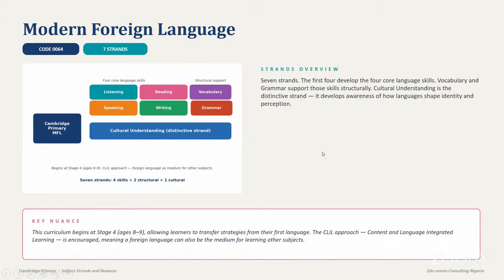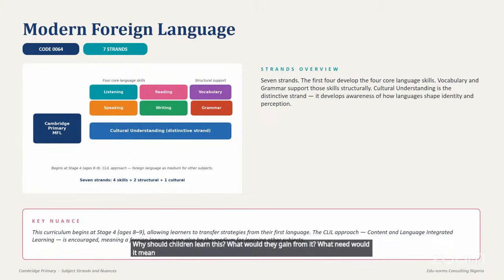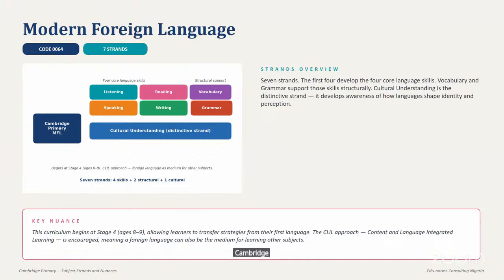Now, the nuance of a subject is the philosophy behind the subject. Why should children learn this? What would they gain from it? What need will it meet in children's lives? That is the meaning of nuance, in another way. Now, Cambridge revises, reviews.